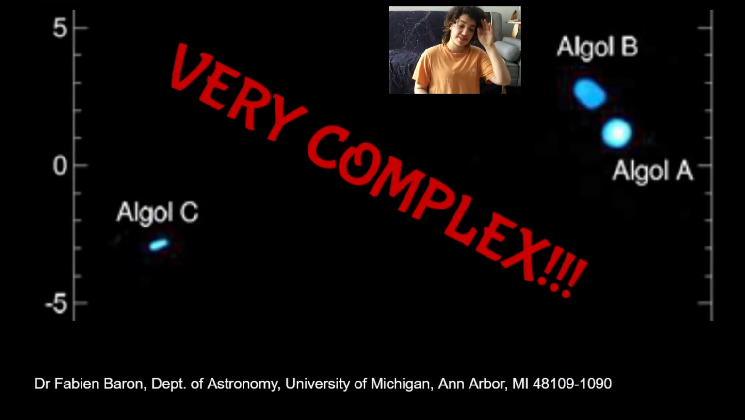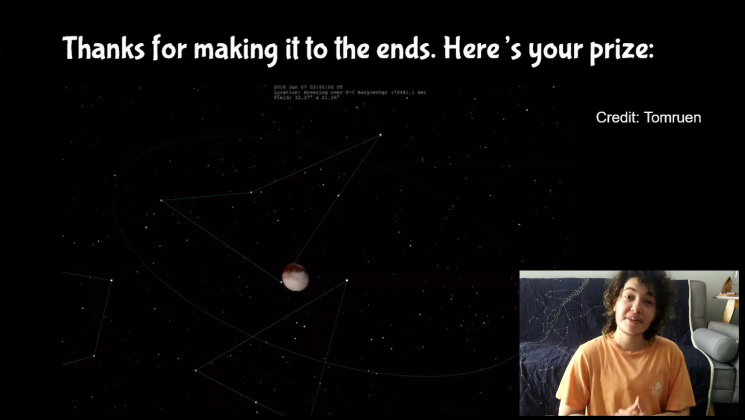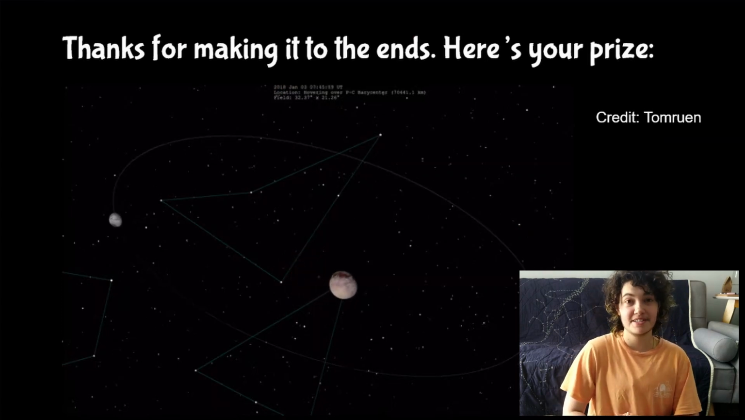One example of this is the Algol system, where you've got Algol A, B and C. This is a triple system and you can see it over there with a lovely blue image. That's just one example of many where you've got more than two bodies orbiting each other, which is great.